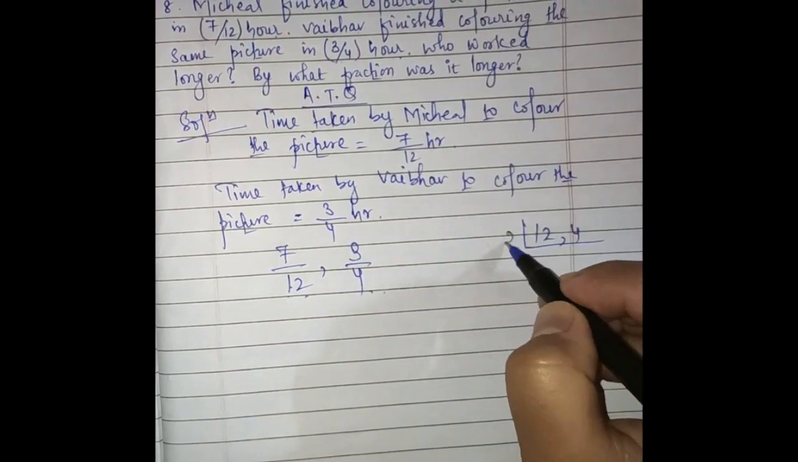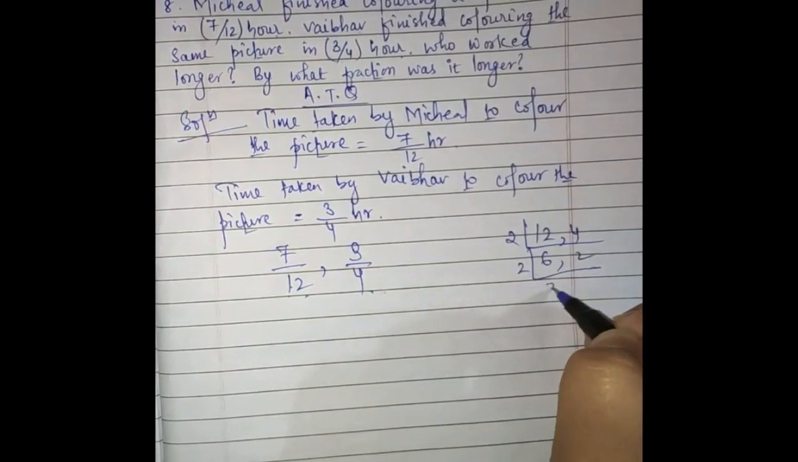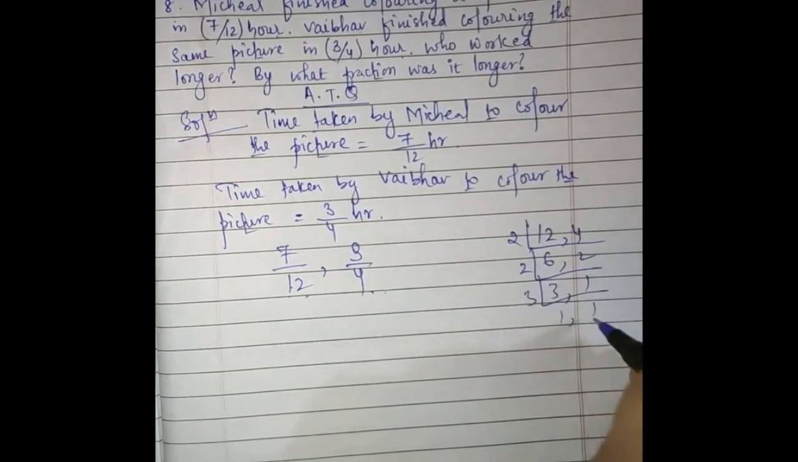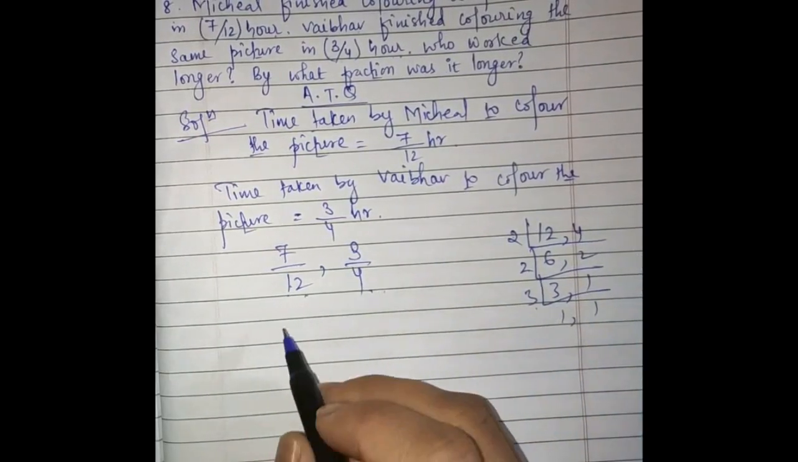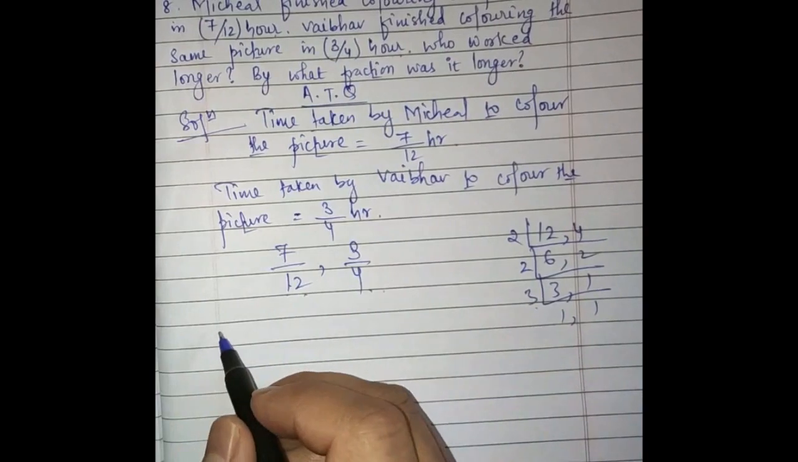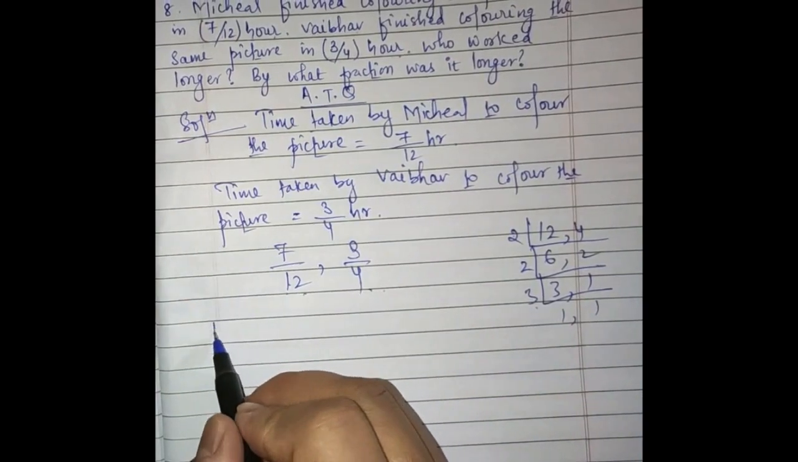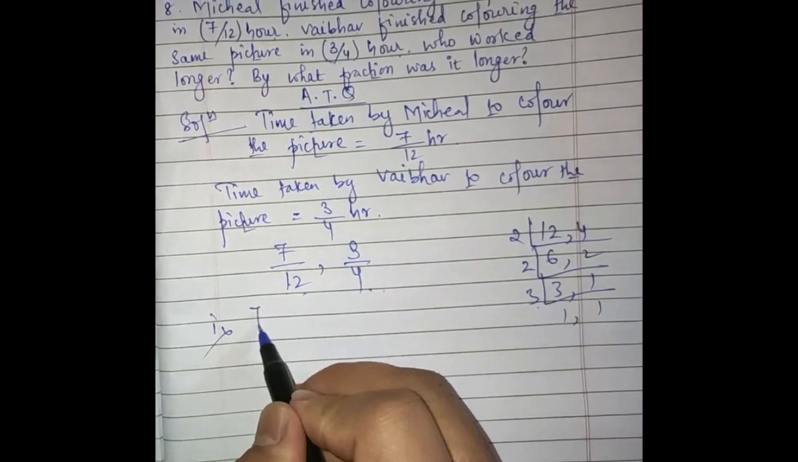So 2 6s are 12, 2 2s are 4, 2 3s are 6, 2 1s are 2, and 3 1s are 3, 2 2s are 4, 4 3s are 12. So our LCM is 12. So first of all, we will convert this 7 by 12.